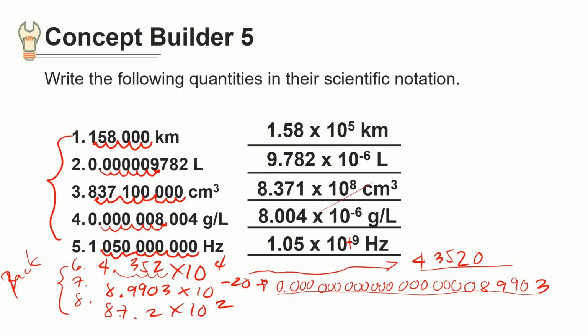So number 8, 87.2 times 10 raised to 2. So ito naman, to convert this back to its original, just follow, although mali yung pagkaka-express niya, 87.2 times 10 raised to 2. Pwede pa rin natin siyang i-convert back to its original value. Since positive to, move natin yung decimal 2 times to the right. So therefore, ang original value na is 8,720.